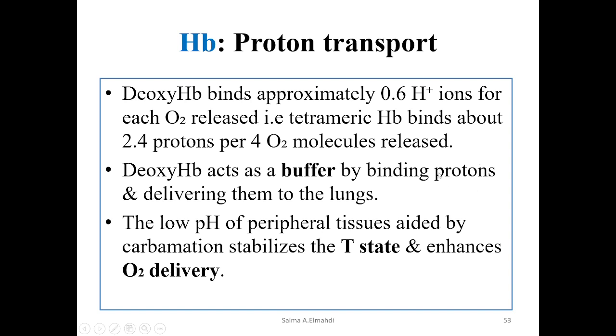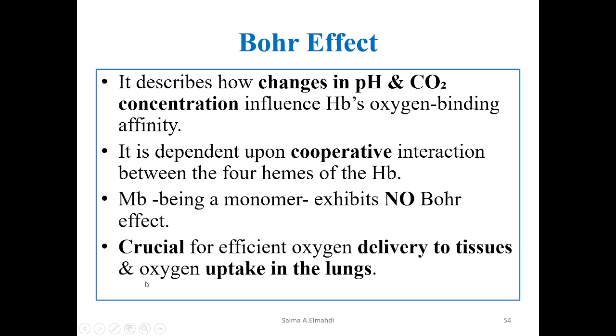When we reduce the level of protons, we are altering the pH of the tissues. At low pH, at acidic pH of the peripheral tissues, aided by carbamation, hemoglobin stabilizes the T state, the tense state, and enhances oxygen delivery. As we said, the T state has less affinity for oxygen, so it's less likely to bind to that oxygen if we release it for the tissue.